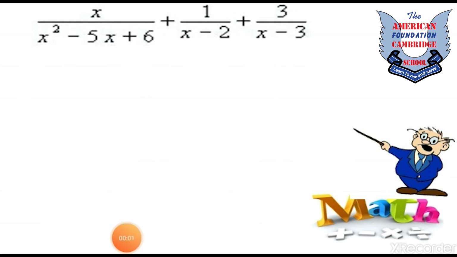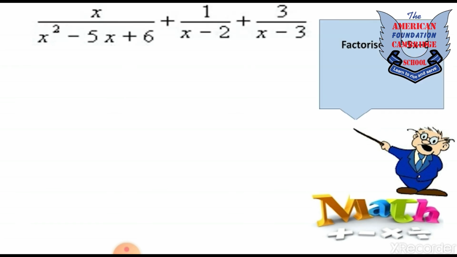Last example, here in this case you have three fractions and your first step should be to factorize the denominator of the first fraction. The other two denominators don't require factorization because they are already in simplified form. So you just have to factorize the denominator of the first fraction like this.